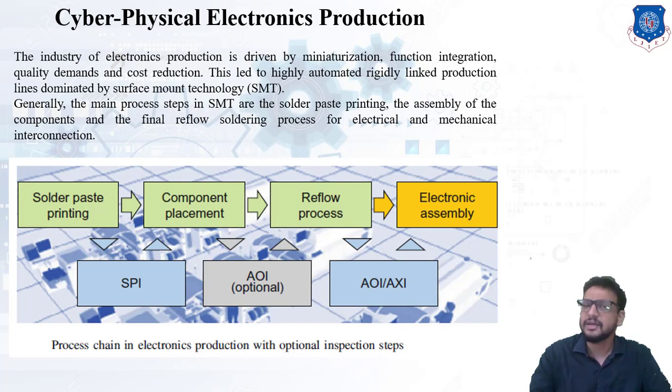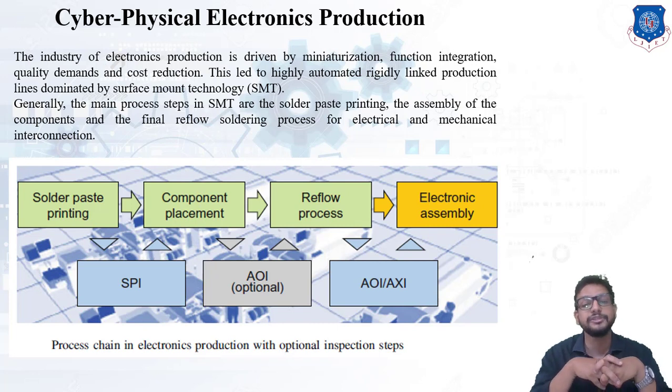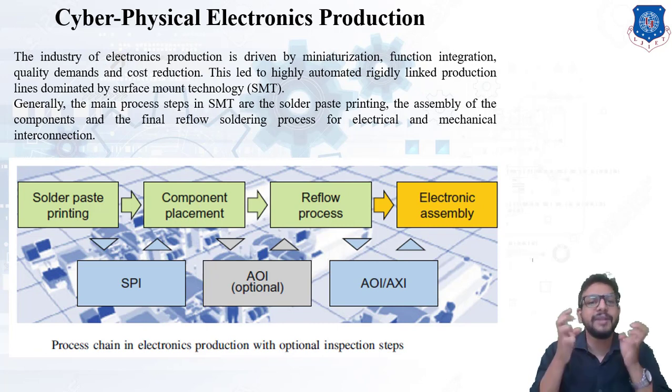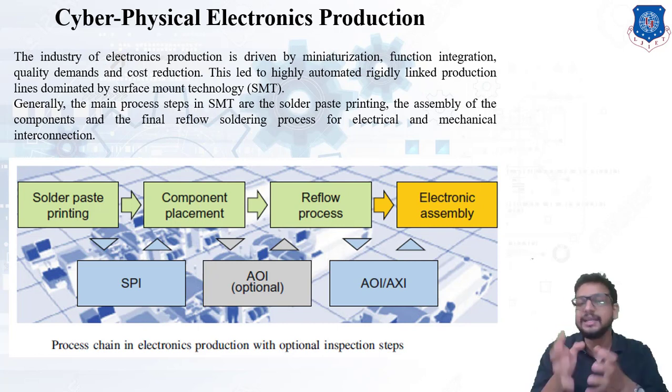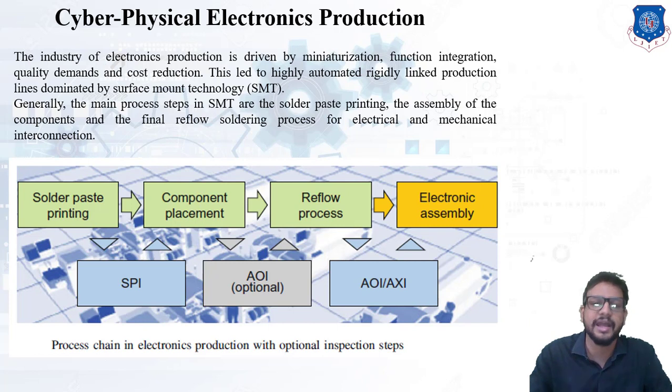Now what comes under surface mount technology? The processes involved in that technology are given in the diagram. You can see a diagram that represents the process chain in electronics production with optional inspection steps. First we need to do solder paste printing. Next we need to place a component on a circuit board. Next, after a reflow process, in which melting is done, or we can say attachment of the component on the circuit board is done. And finally, last is electronic assembly.